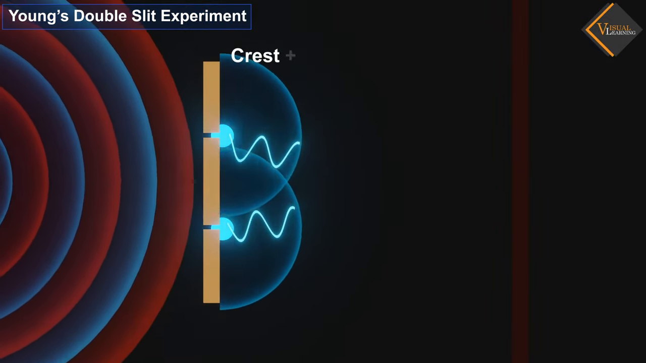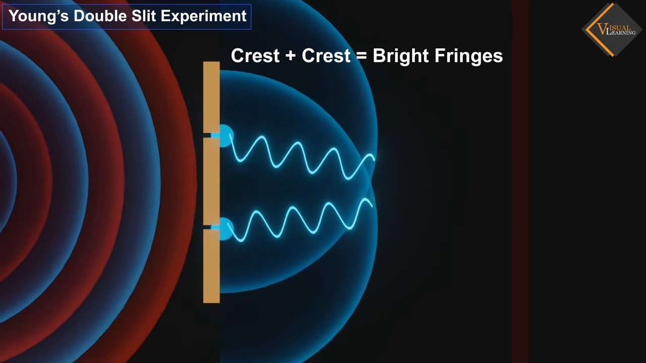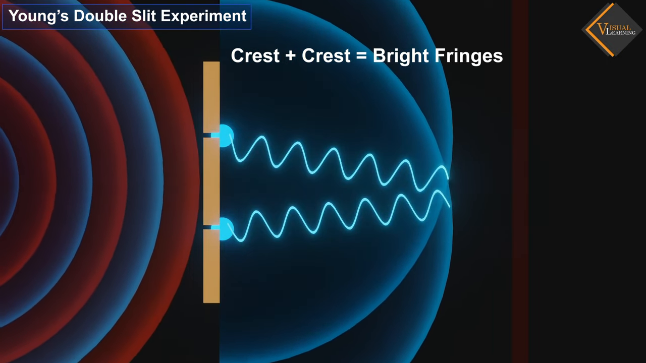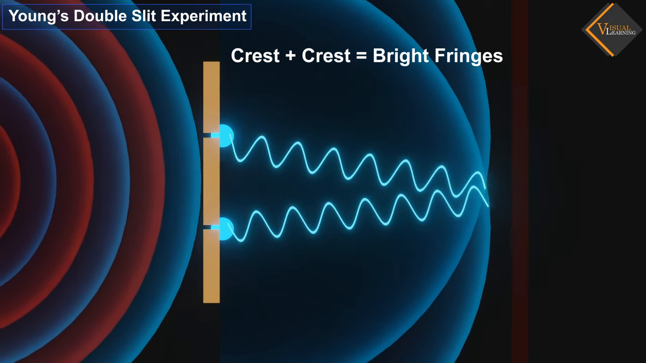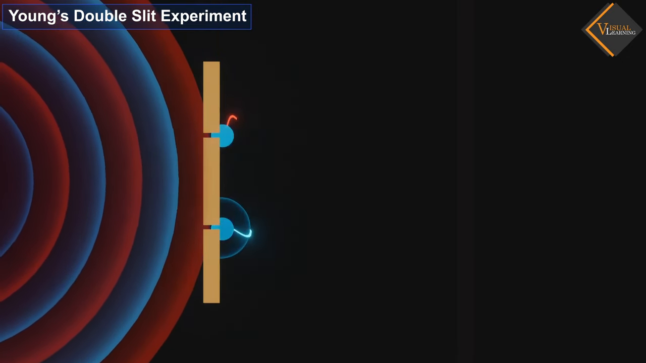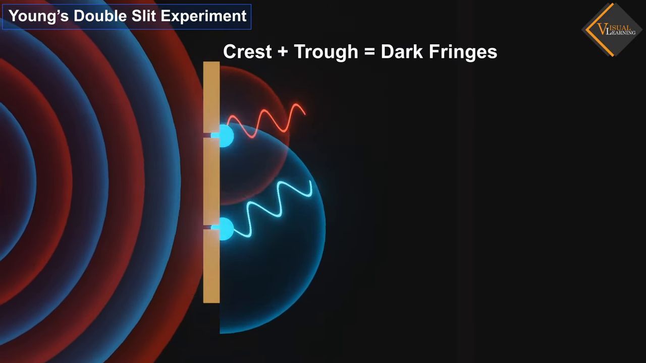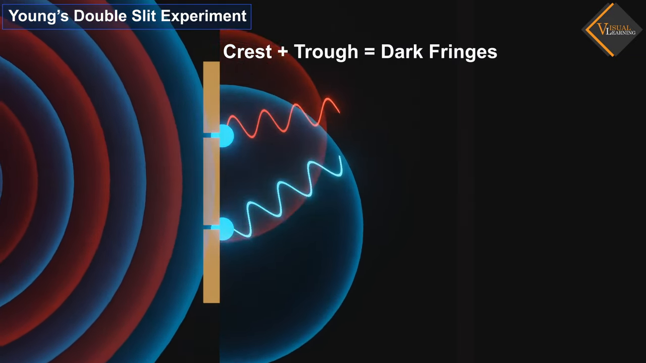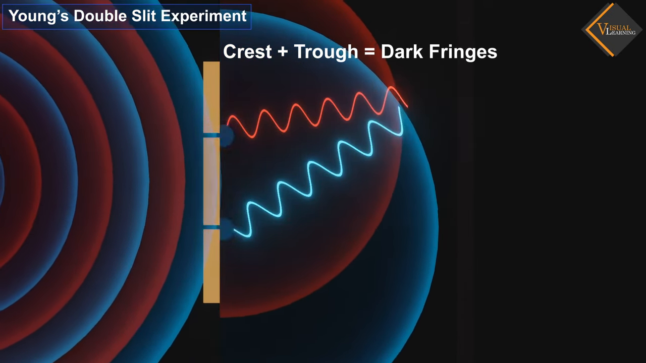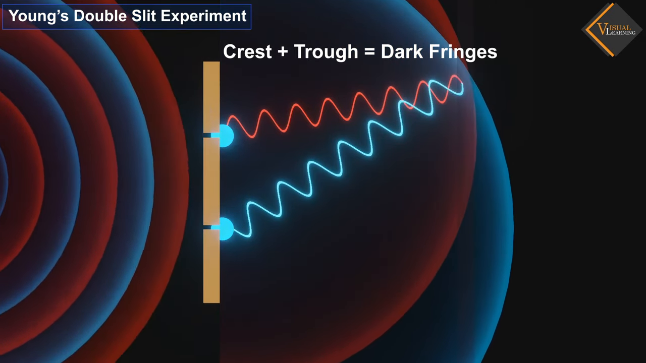When a crest of one wave superimposes with the crest of the other wave on the screen, the two waves combine to form a new wave with higher intensity at that point, resulting in bright fringes on the screen. Conversely, when a crest of one wave superimposes with the trough of the other wave, they cancel each other out, and the intensity of the light wave becomes minimum at that point, creating dark fringes on the screen.